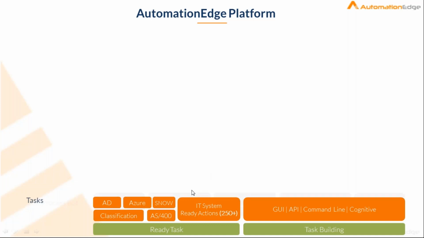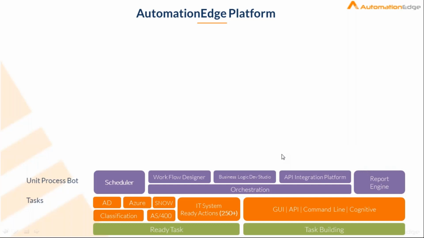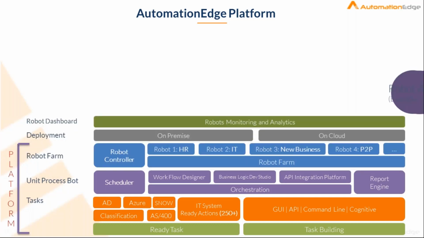Right. Once you build that workflow using our developer tool, you deploy it on one of the robot agents. These are digital workers, and they work 24/7. There is horizontal scalability, so you can keep adding more robot agents as the volume of work increases. There is a robot controller which assigns the work to these different robots. And this can be deployed on-prem as well as on cloud.